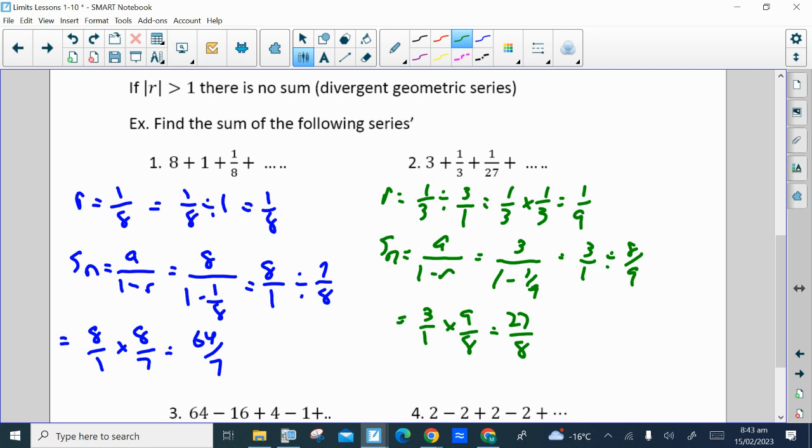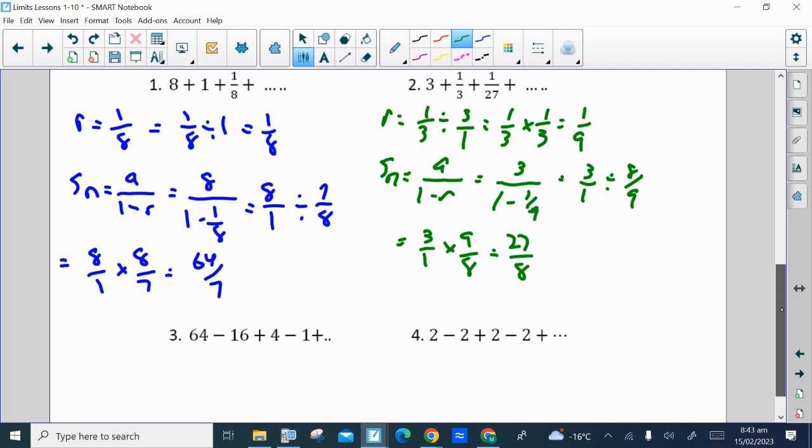So again, this is a limit. It is what the sum is approaching, not what it equals, but what it is approaching. The more terms you add on to that series, the closer the sum will get to be 27 over 8.